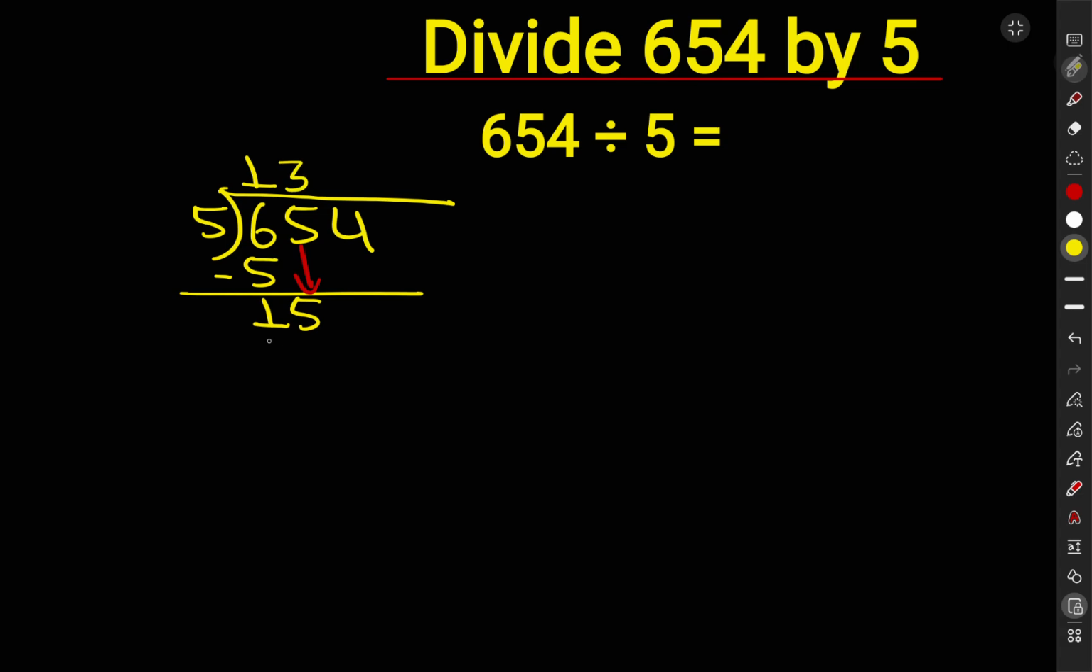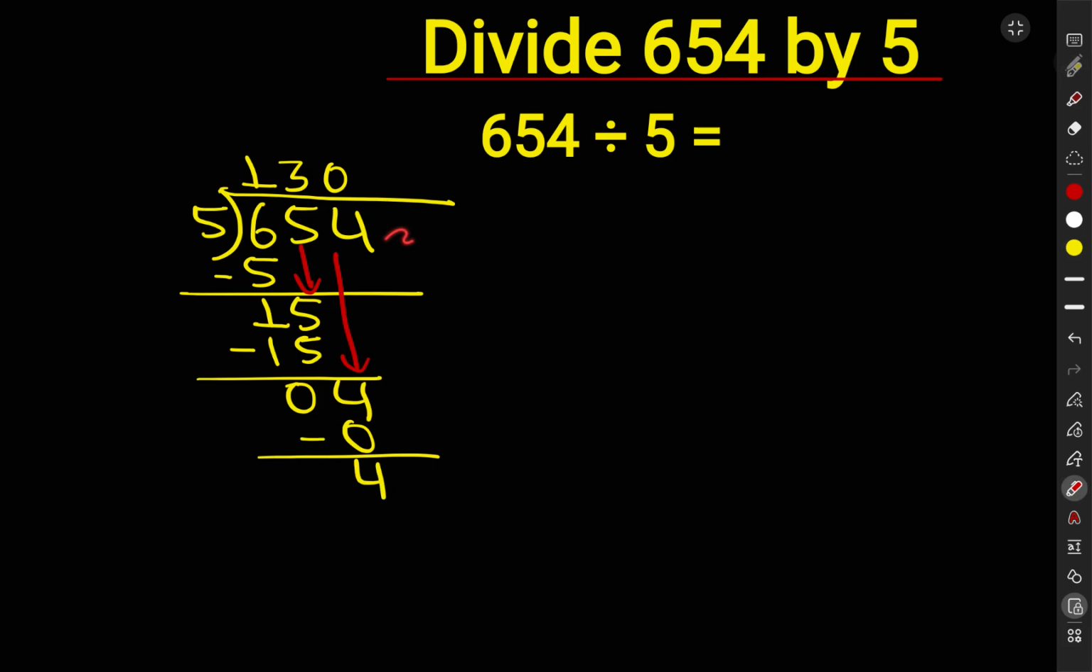5 times 3 is 15. On subtracting we get 0. So again we put down this 4 and 5 times 0 means 0. On subtracting it is 4.